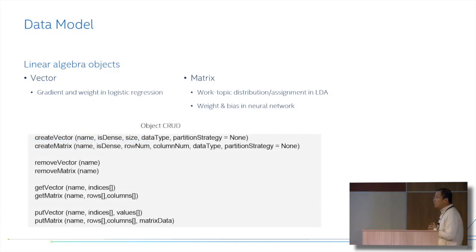So, when we look at the parameter server, we believe that beyond those conventional key-value or table stores, we really need to support linear algebra objects for machine learning algorithms, for instance, vectors or matrices. For instance, the gradient and the weight used in logistic regression can be modeled as vectors, and the word-topic distribution assignment in LDA or the weight and bias in a multi-layer neural network can be modeled as matrices. So you will have this type of object CRUD interfaces to manage those vectors and matrices.